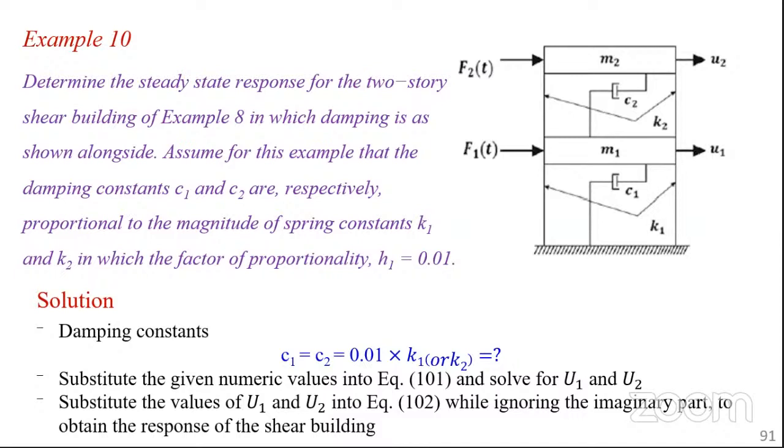So of course, C1 is equal to H1 K1, and you are able to obtain that. You are required to determine the steady state response. Of course, what is U1 and U2? How do they vary with time? What you just need to do is substitute the given numeric values into equation 101 and so forth, for the amplitudes U1 and U2. Then you substitute the equations for U1 and U2 into 102, while ignoring the imaginary part, to obtain the response.